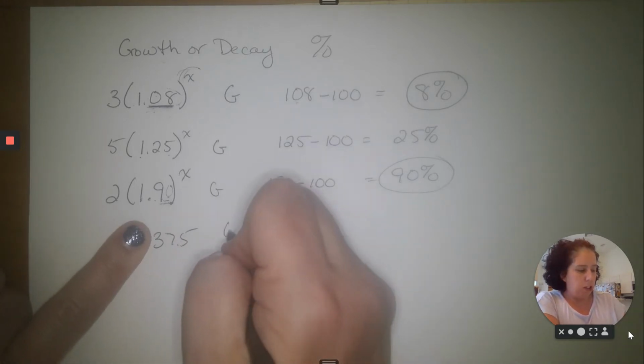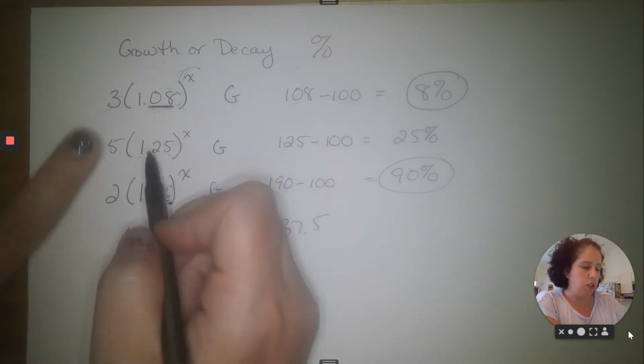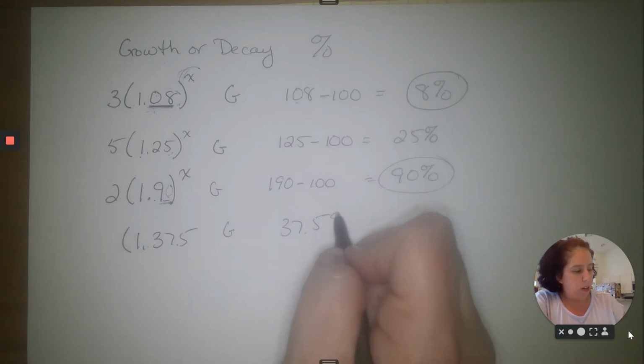Okay, so this would actually be a growth of 37.5%. So you can actually do that. Move the decimal 2 and take the 1 off. Okay, so that's going to be for growths.